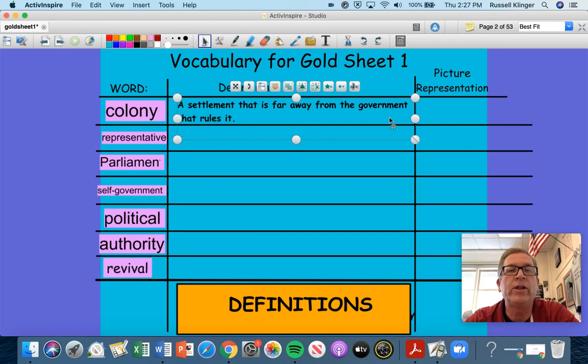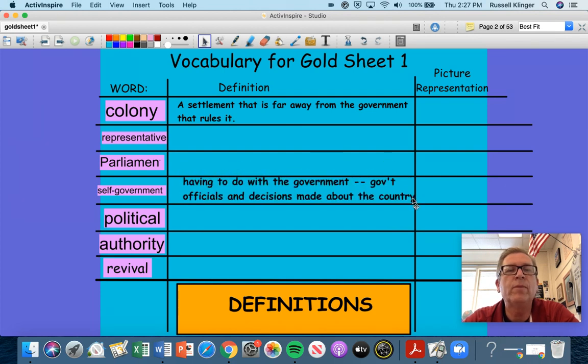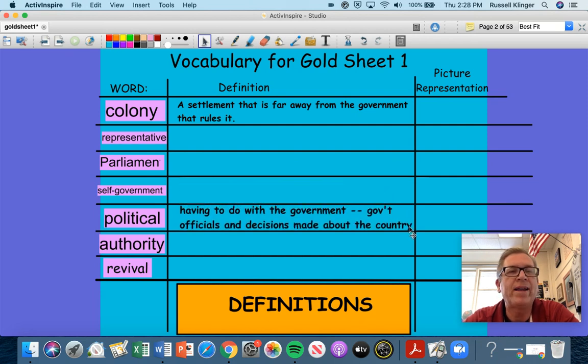When we talk about what a colony is, a settlement that's really far away from the government that rules it, right? If we use the term having to do with the government or government officials and decisions made about the country, we call that something that's related to politics or it's political in nature. A group of people who created and enforced their own rules or laws. These are related to self-government, related to like the Mayflower Compact probably.